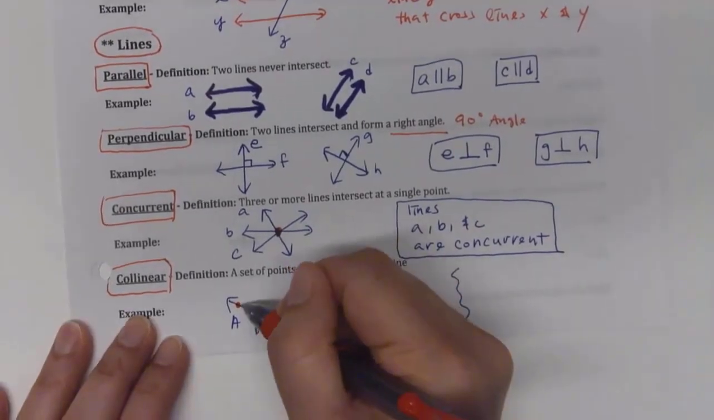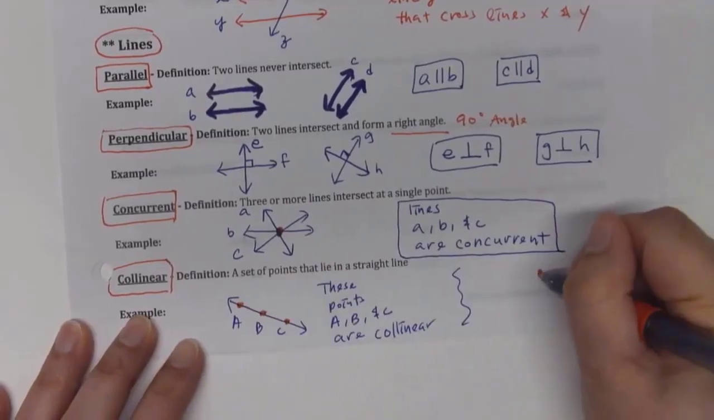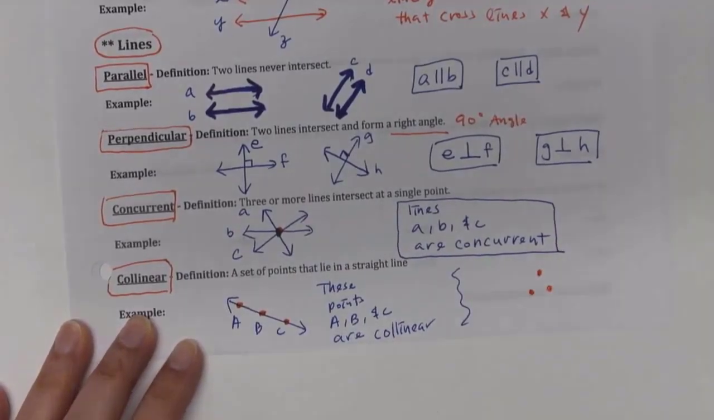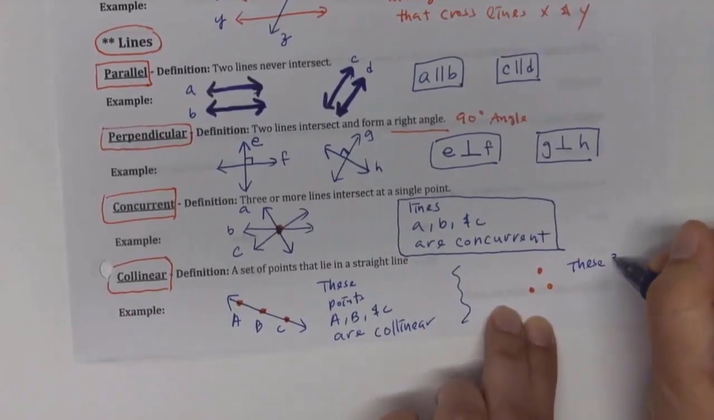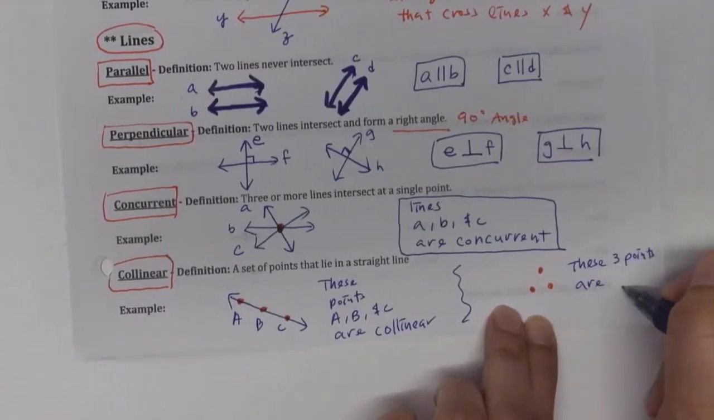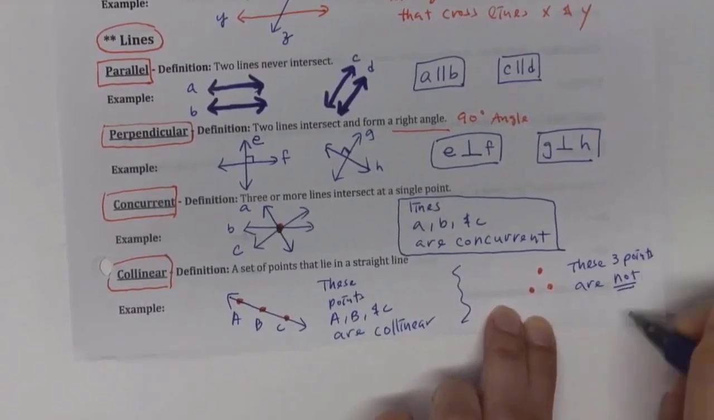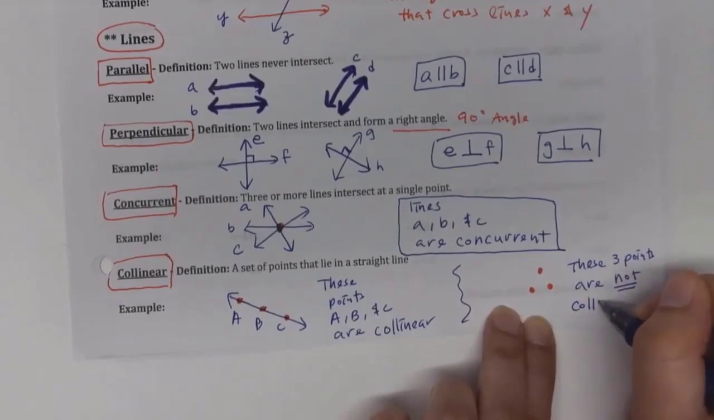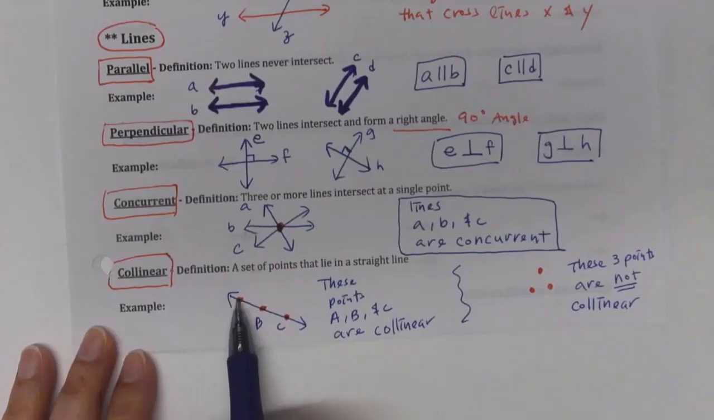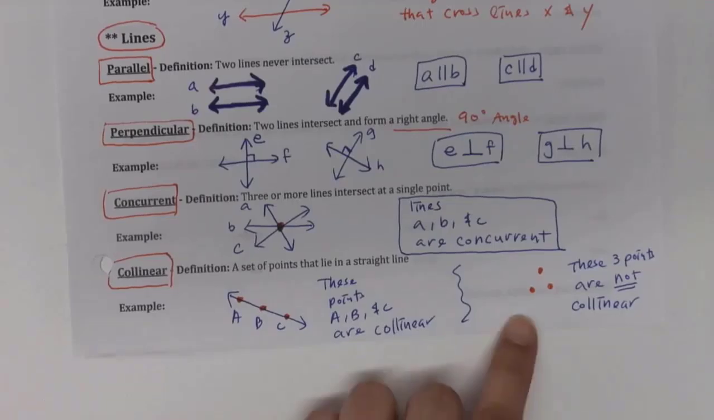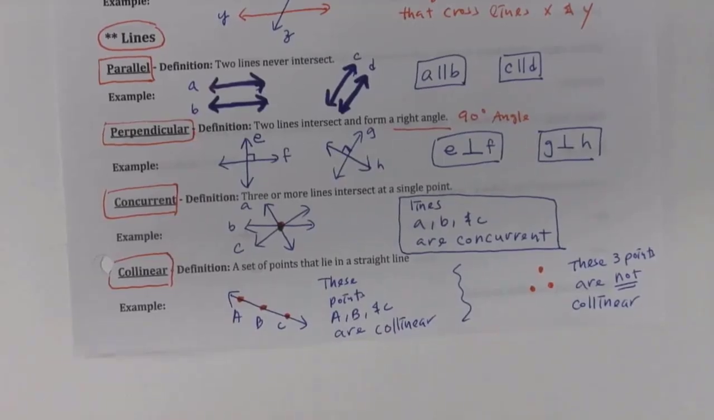And if I have 3 points that look like this, we can say these 3 points are not collinear. To be collinear, they can be lined up and you can use a straight line to go through all of them, but if you cannot use one straight line to go through all of them, these points are not collinear. Okay? All right, let's look at the next page.